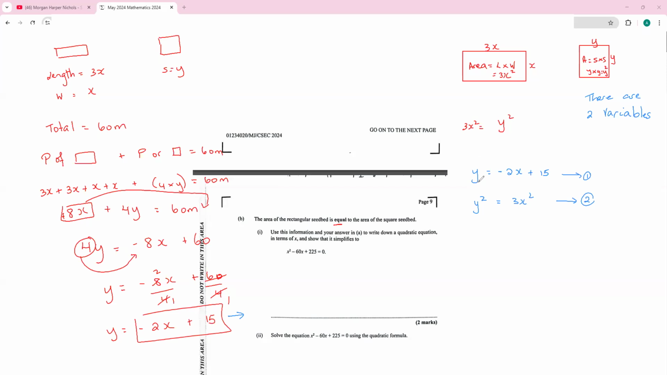So what does it say? It says y is equal to this. y squared is equal to this. It says use this information and your answer in A. This was the answer in A. to write down a quadratic equation in terms of x and show that it simplifies to this. So they actually gave us what they want. So this is the answer we want, but they want to see if you know how to bring it to this.